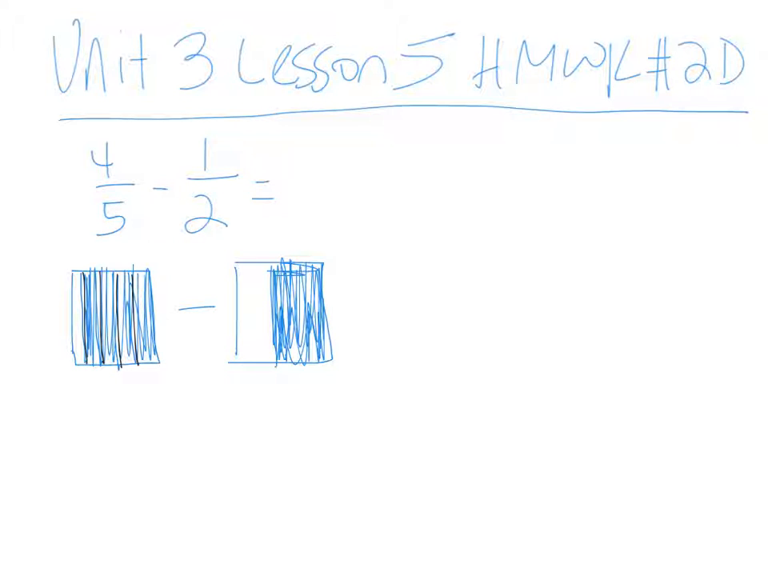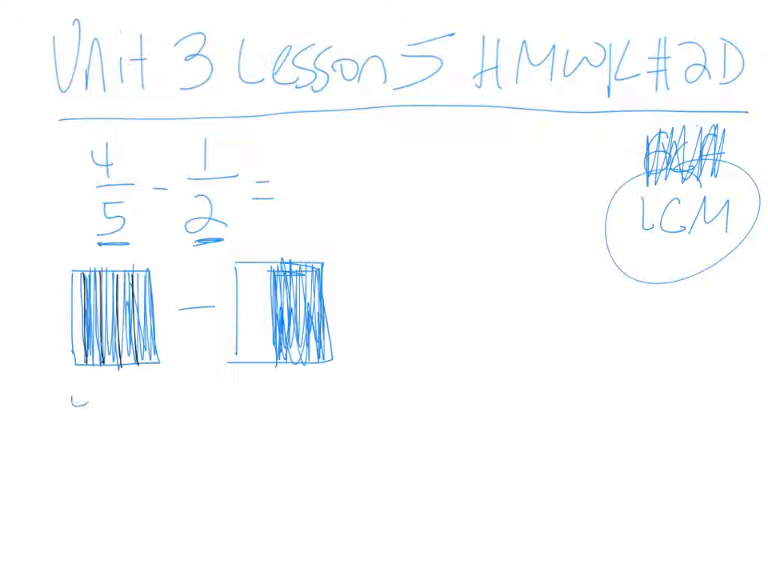Now, when you count by 5s and you count by 2s, the first place they meet is 10. That is called the greatest common factor. I'm sorry, that is not called the greatest common factor. My apologies. That's called the least common multiple. And that's how you get a common denominator. So when we count by 5s and we count by 2s, the first place they meet is 10.